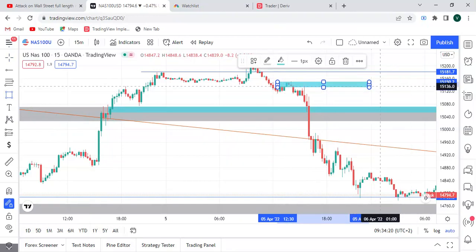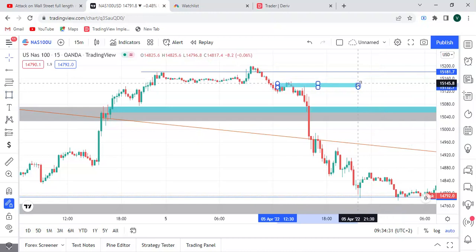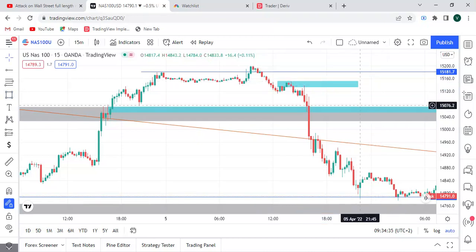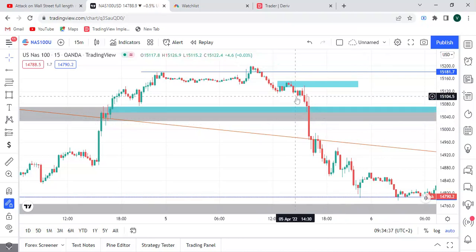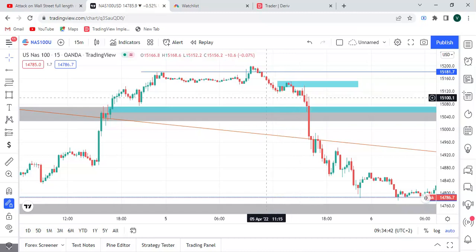Okay, that's an order block. Come on now. This is another block. Sorry guys, this is another block. As I said, I'll make a video explaining how I make order blocks, how we draw order blocks, how we check if the order blocks are valid.